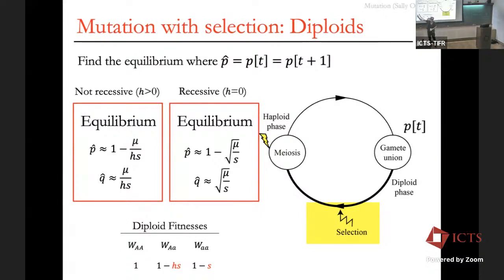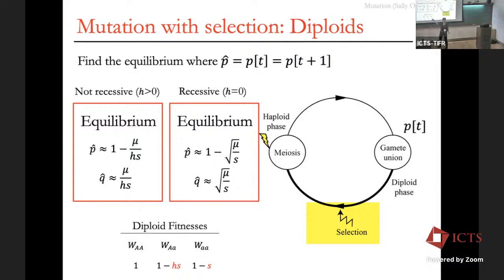Let's start here. A similar mutation selection balance is reached, but it's mu over HS, not mu over S. And the reason for that is even though the fitness of the diseased homozygote might be really, really low, it's rare. Most of the time that the mutation is present, it's only present in the heterozygote. And so it's the fitness of the heterozygote, the cost of the mutation in the heterozygote, that really matters. But still, you reach an equilibrium that's mutation selection balance.